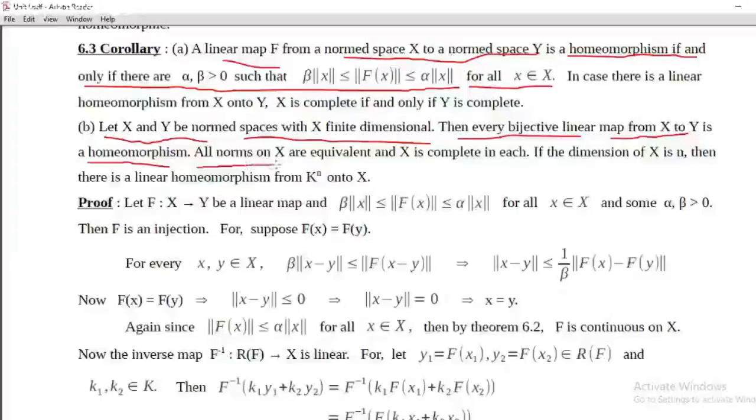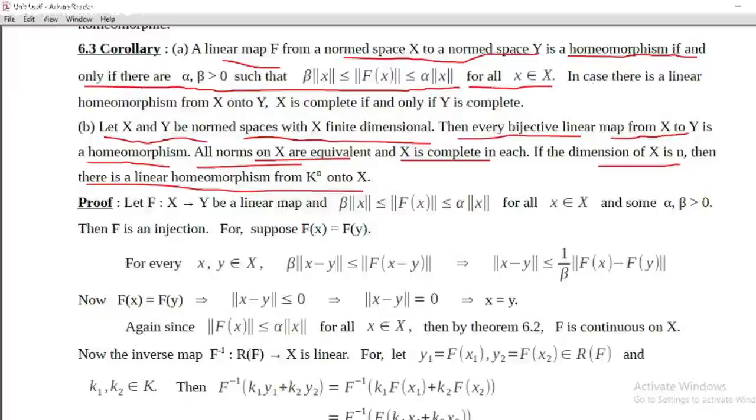Moreover, all norms on X are equivalent in this case. That is, if X is finite dimensional, then all norms on X are equivalent. And with each of these norms, X is complete. If the dimension of X is n, then clearly there is a linear homeomorphism from Kn onto X.